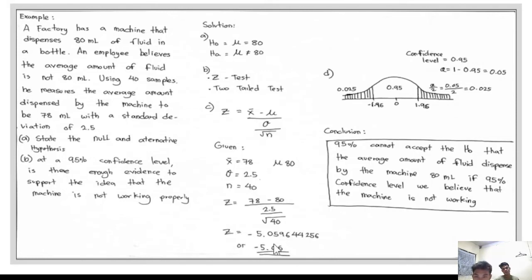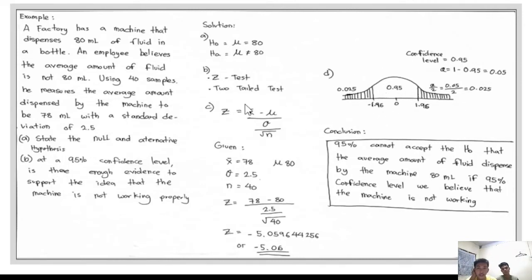Ang lalabas sa calculator is Z is equal to negative 5.059644256, round off, magiging negative 5.06. Ito yung sagot. Tas D, calculate the critical value.